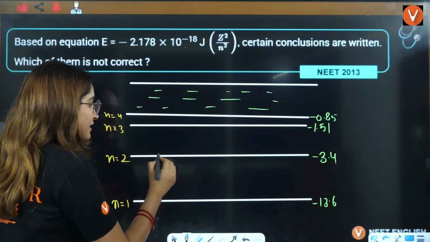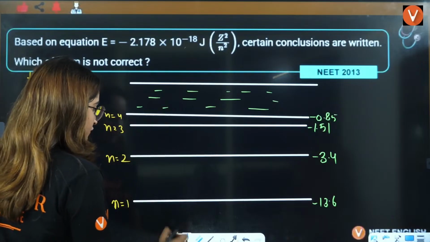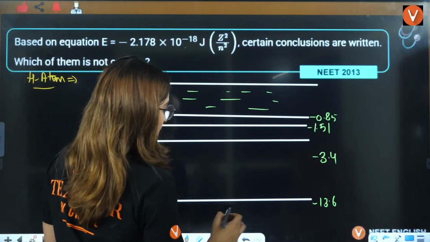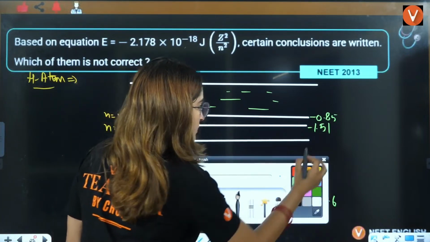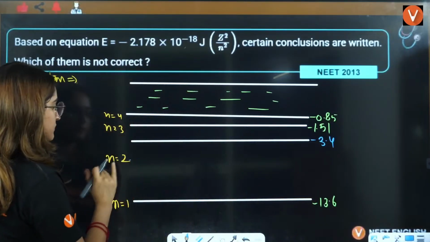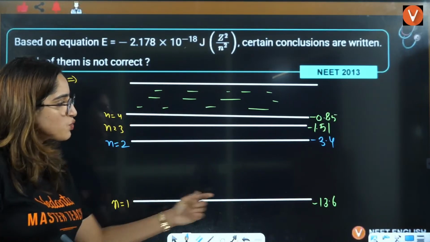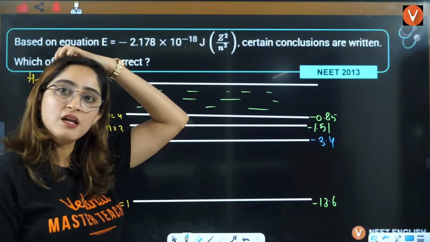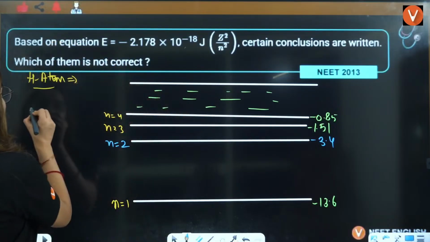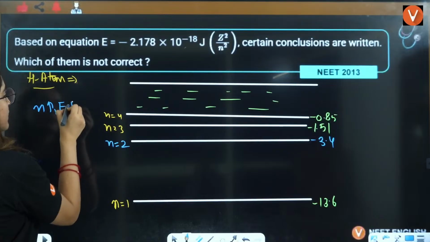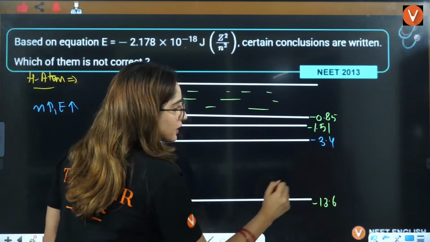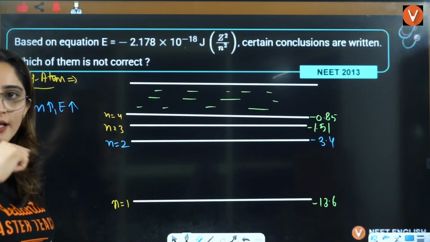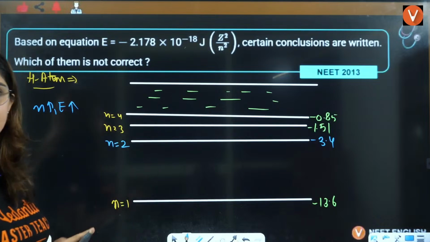Just remember one thing. Can you see the difference is increasing? In fact, this is not even the correct thing; this is actually the correct thing. Can you see that the difference is increasing here? N is equal to 1 is minus 13.6. Then as n is increasing, can you see energy is going in the positive direction? As n is increasing, energy is increasing. This is minus 13.6, this is minus 3.4, this is going to move towards 0. On the number line, you can see that as n is increasing, the energy is increasing.